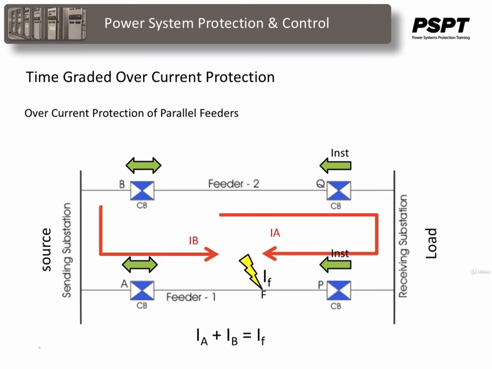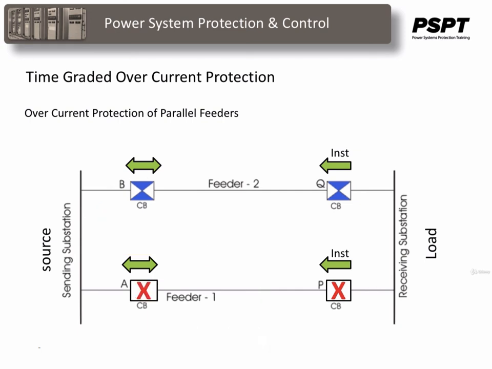Now, IA is flowing through CBA and IB is flowing through CBP. As the direction of flow in CBP is reversed, it will trip instantaneously, but CBQ will not trip, as the flow of current or power in this circuit breaker is not reversed. As soon as CBP is tripped, the fault current IB stops flowing through the feeder, and hence there's no question of further operating of inverse time overcurrent relays on feeder 2. IA still continues to flow even though CBP is tripped.